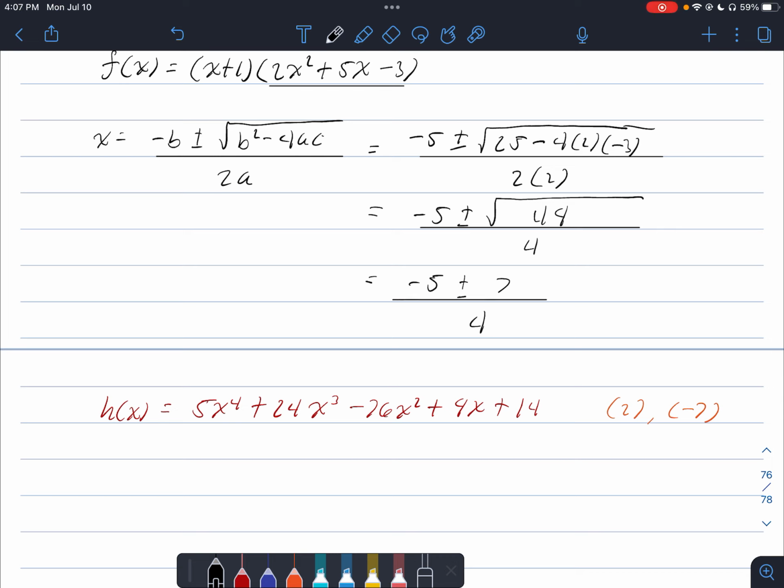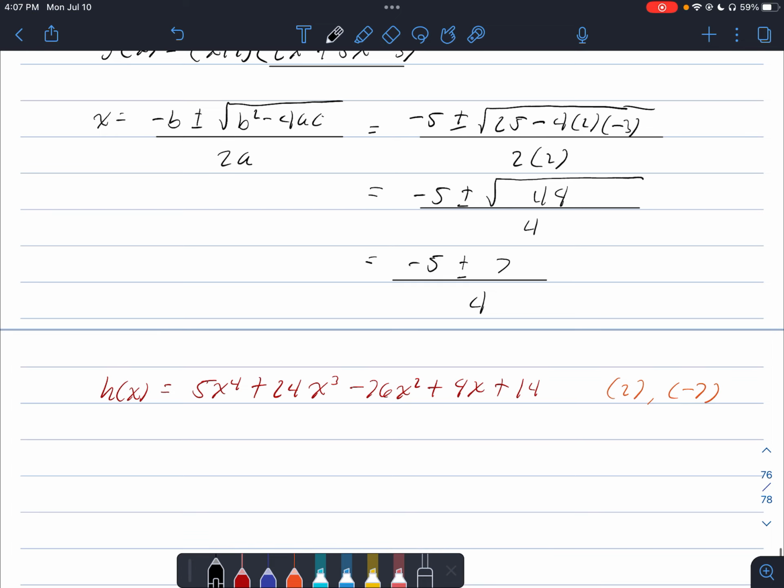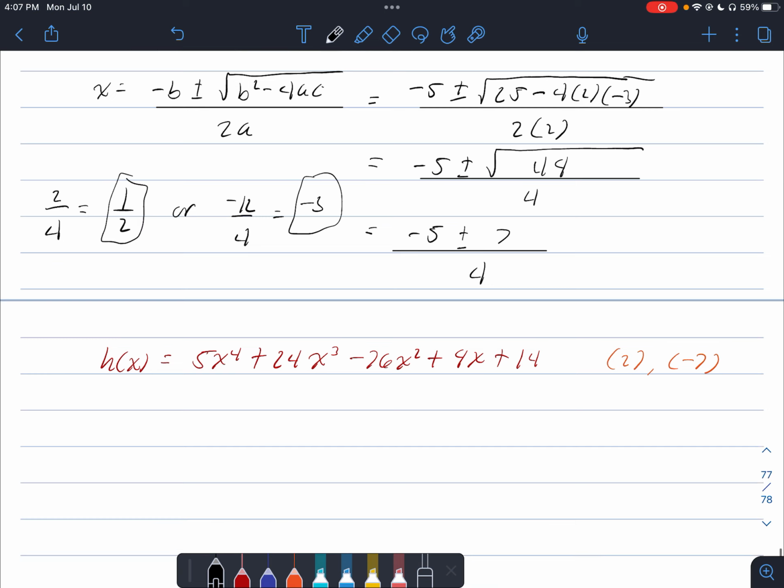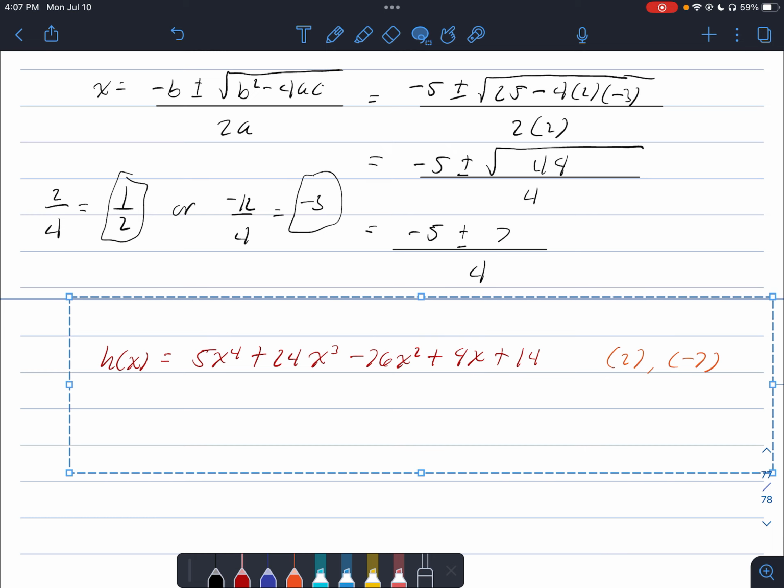Okay, so negative 5 plus 7 over 4, that's going to be 2 over 4, or 1/2. Okay, and then negative 5 minus 7 all over 4 is going to be negative 12 over 4, or just negative 3. So our other zeros are 1/2 and negative 3. Okay, we're going to go down here. So we'll scoot this down.